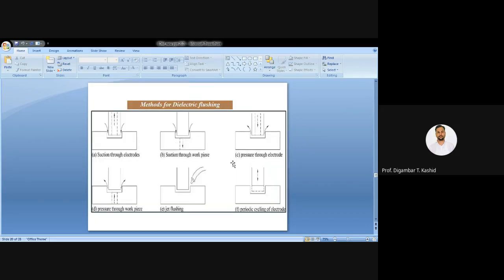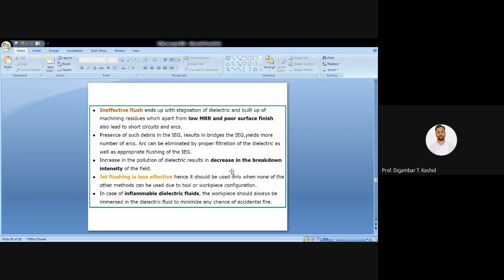I request all of you, please draw this diagram. And ineffective flushing causes a low material removal rate and poor surface finish.